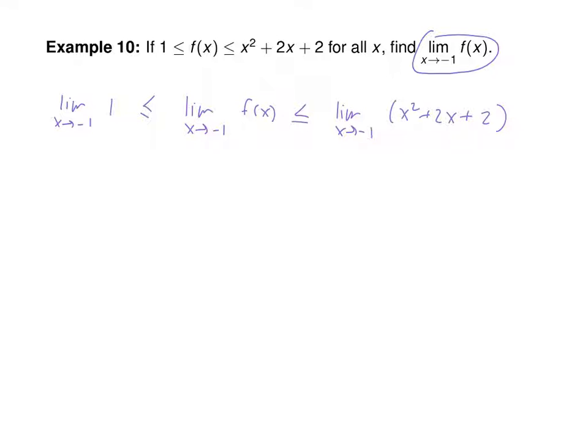And then work out the ones that you can work out. Can you work out the limit of the constant? What's the limit of that constant 1 going to be? It's just going to be 1, because even though x is going to -1, the y is always 1.